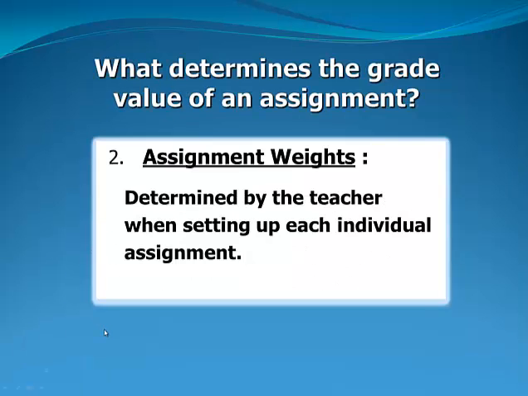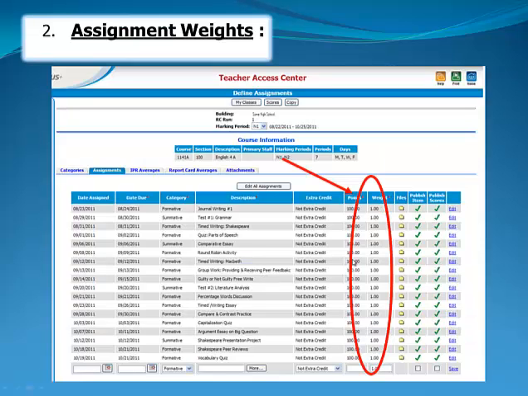So the second variable that impacts the worth of a grade is the assignment weights. And these are a little confusing using that word weights again, but the assignment weights are determined by the teacher when you set up each individual assignment. Your assignment weight can be found right here. In this case, I did all the assignments as a weight of 1, which is really the best practice to use if you are not sure how it's going to impact your overall gradebook.